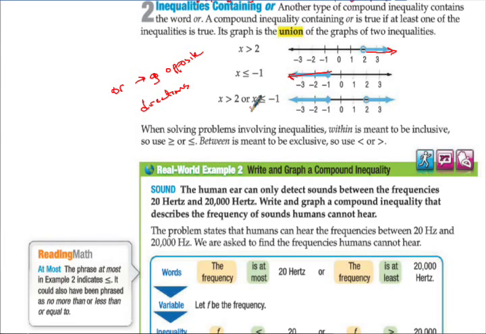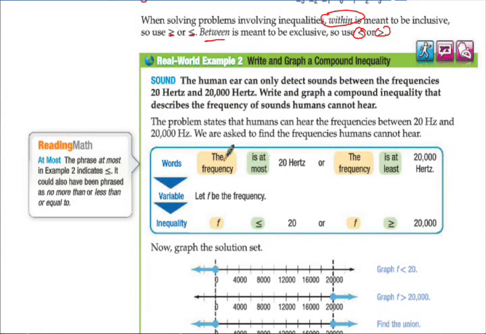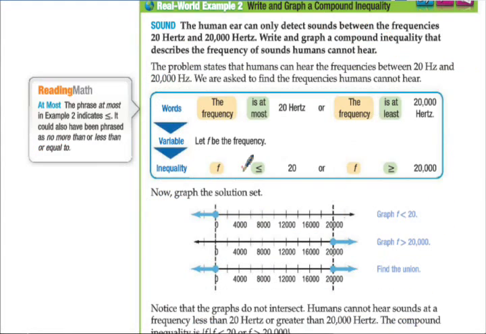When problems use inequalities, "within" is meant to be inclusive, so use greater than or equal to, less than or equal to. That's just vocab. If we see the word "within," it means we have the equal to underneath the inequality. If it uses the word "between," you'll notice no equal to. That's just deciphering word problems, and it'll help us on real-world problems like this. The human ear can only detect sounds between the frequencies of 20 and 20,000 hertz. So the frequency has to be less than or equal to 20 or greater than or equal to 20,000.